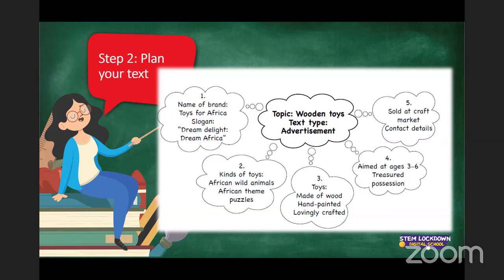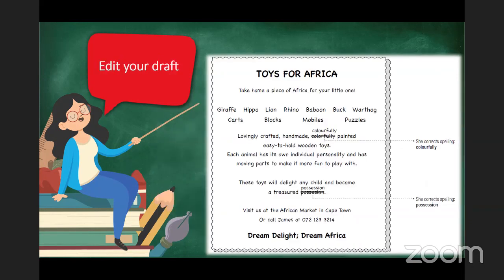And then, who is the product aimed at? It's aimed at 3 to 6 year olds, and then treasured possession. So you're jotting down the ideas for your advert there: sold at craft markets, and then you provide your contact details. All right, and then we've got our planning there, done and dusted. Then how would our first draft look? So there's our first draft.